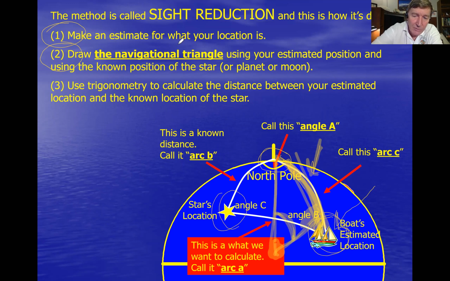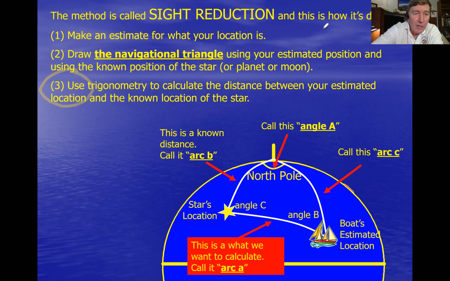So this angle right here, well, yeah, it makes sense that we can use angles to measure degrees. All right. So what we're going to do, once we've got our nautical triangle, is use our mathematical skills. We're going to use trigonometry to calculate what this distance right here would be.